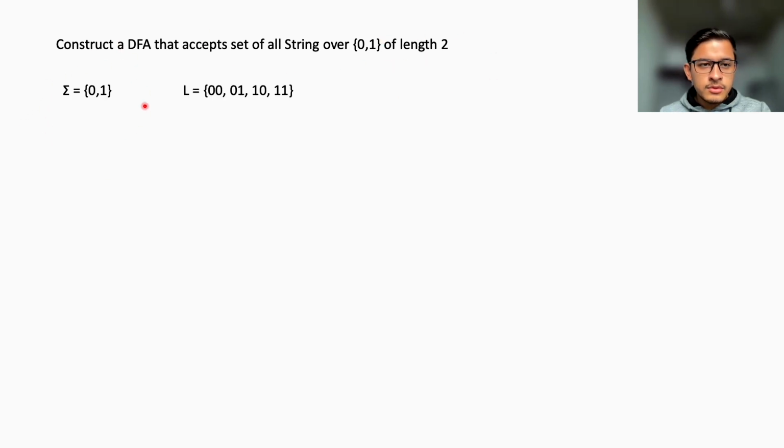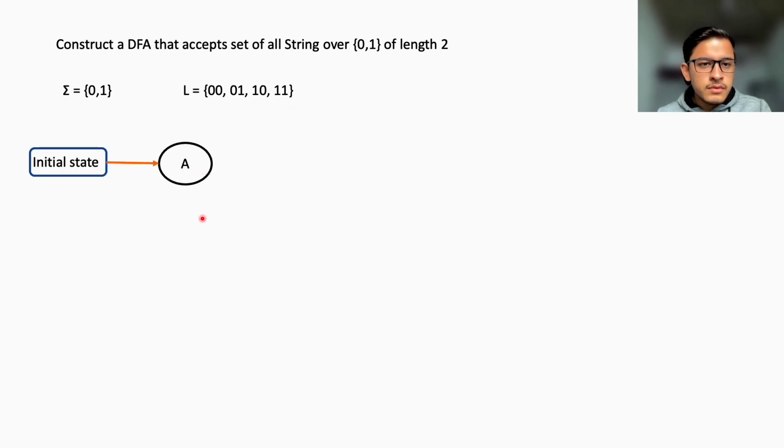Now let us take another example. We have to construct a DFA that accepts all the strings over 0 and 1 of length 2. So this is our input, 0 and 1, and this is the set of strings, or you can say the set of inputs, that the DFA should accept. So let us make a DFA out of it.